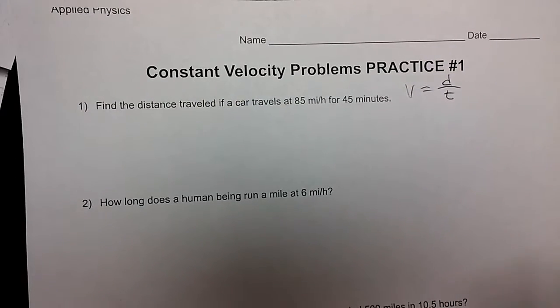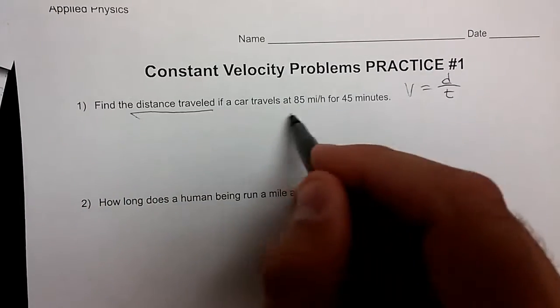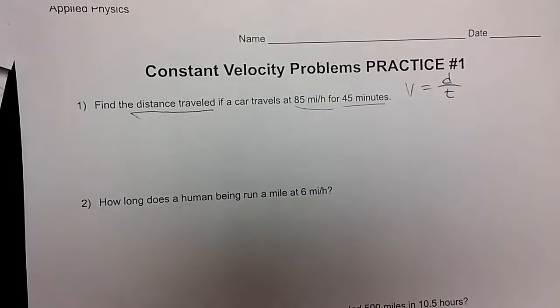One of the things you need to be careful about is the units. Make sure the units match up before you plug in the numbers. If the units don't match up, you're going to get the wrong answer. So let's start with number one. Find the distance traveled if a car travels at 85 miles per hour for 45 minutes.